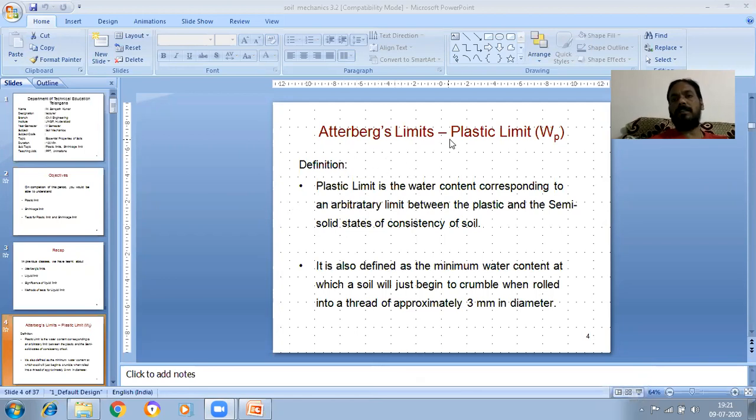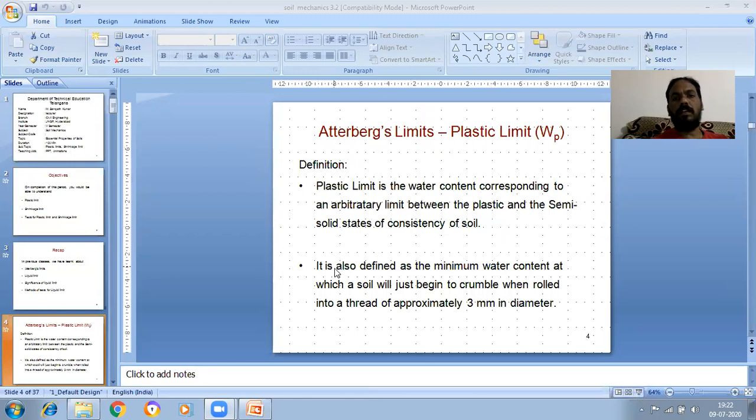So Atterberg's limits, plastic limit. Plastic limit is the water content corresponding to an arbitrary limit between the plastic and the semi-solid states of consistency of soil. It is the minimum water content at which the soil is still in plastic state. Further, if you reduce the water content, the soil may go into the semi-solid state. So the boundary between the semi-solid state and plastic state is called the plastic limit.